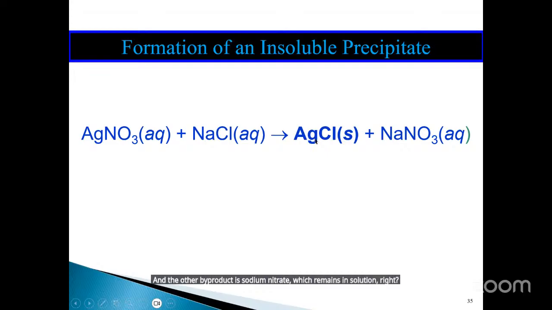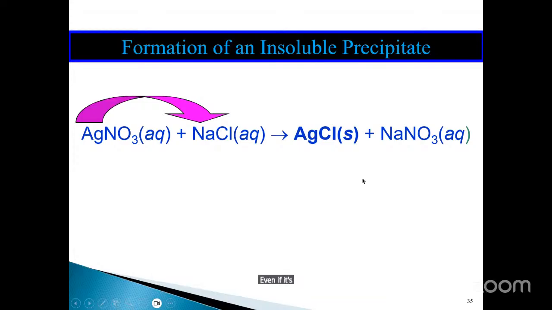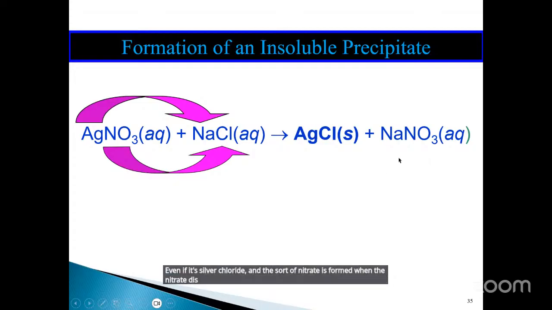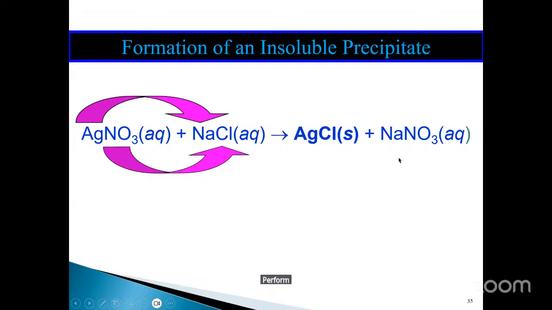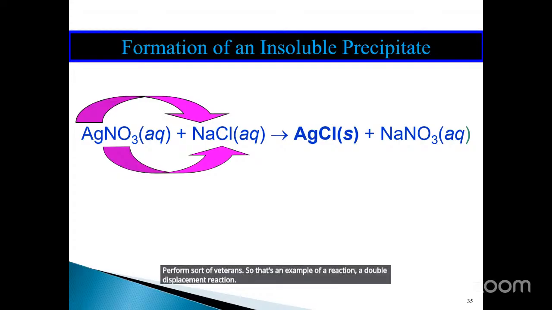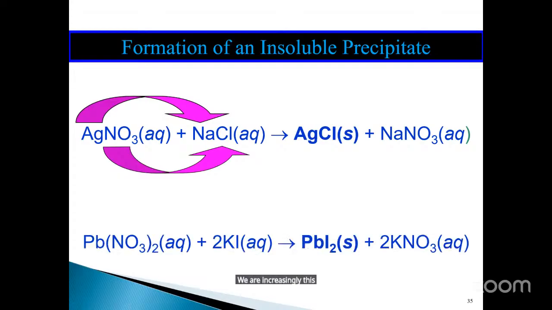So this product is formed as a result of the silver displacing the sodium, right? You end up with silver chloride, and the sodium nitrate is formed when the nitrate displaces the chloride to form sodium nitrate. So that's an example of a double displacement reaction where a precipitate is formed. I think I have another example here. Now, in this case, you're mixing lead nitrate with potassium iodide.